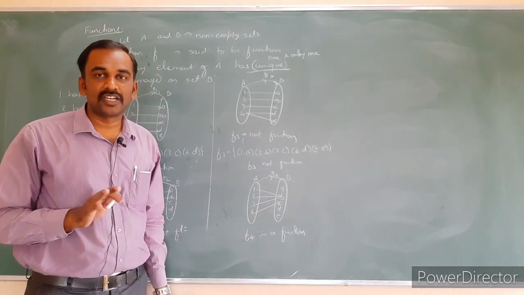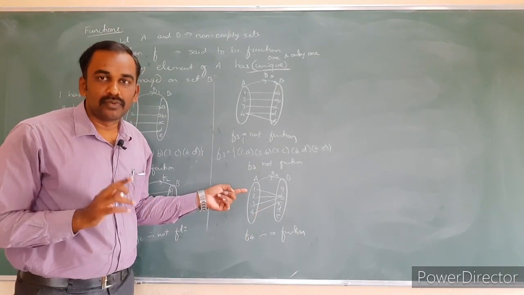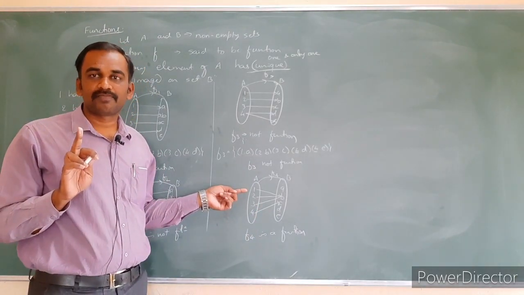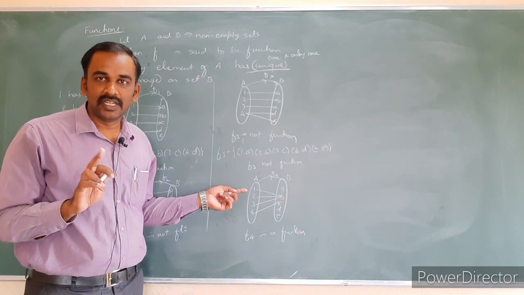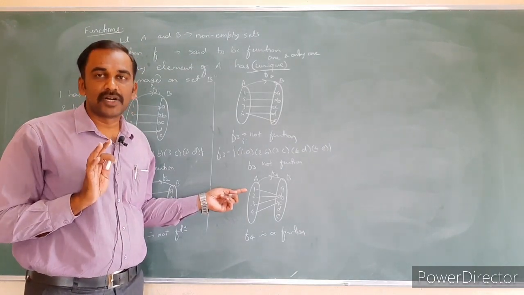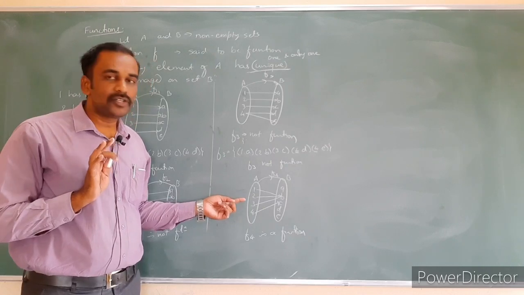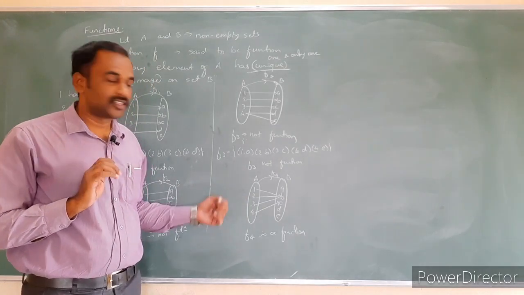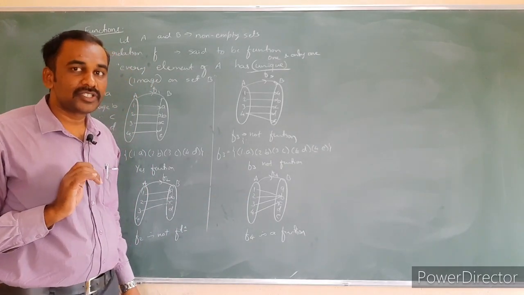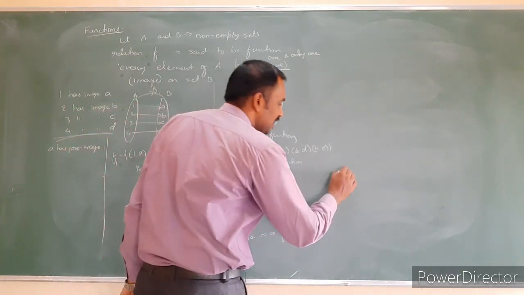Image of 4 is C. Obviously, element 1 has only one image. Element 1 has only one image. Obviously, it is a function. Are you sure of my point? Element 2 has only one image. Okay, nothing. I think you are getting confused. Why? What exactly is it?